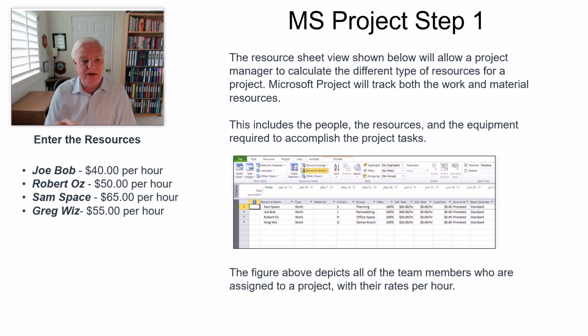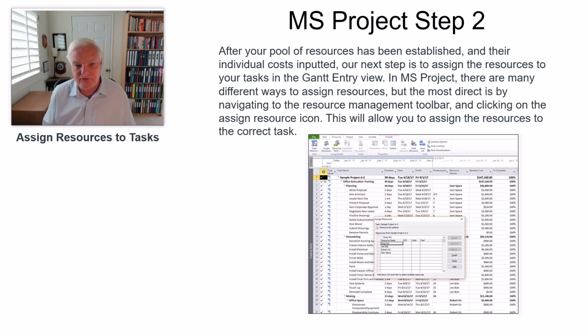As you can see, I've entered resources into this sample that I'm showing you here, where I've added Joe Bob at $40 an hour. Robert Oz is $50 an hour. Sam Space, I put him in as $65 an hour. And Greg Wiz is $55 an hour. That gives you the ability then to understand how many hours they're working because you resource loaded it and how much it costs per hour for those individuals. That will give you a created total cost and a clear understanding of what it's going to cost you to complete your project based on your hourly rates.